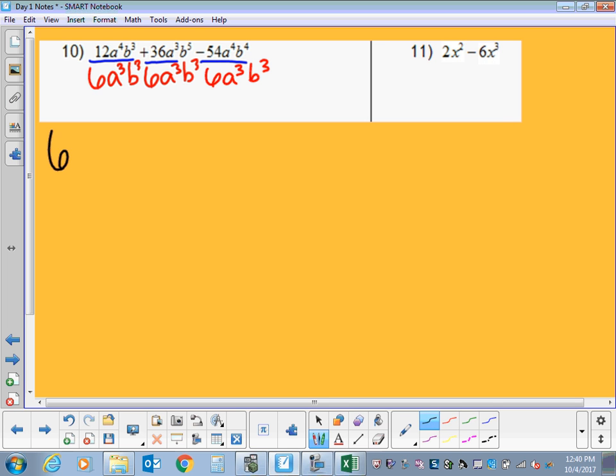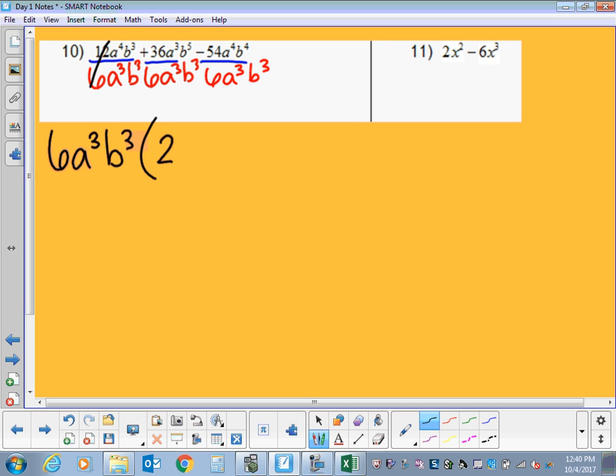So we have 6a cubed, b cubed. Now let's divide. 12 divided by 6. Lauren, are you with me? Yep. 12 divided by 6 is 2.